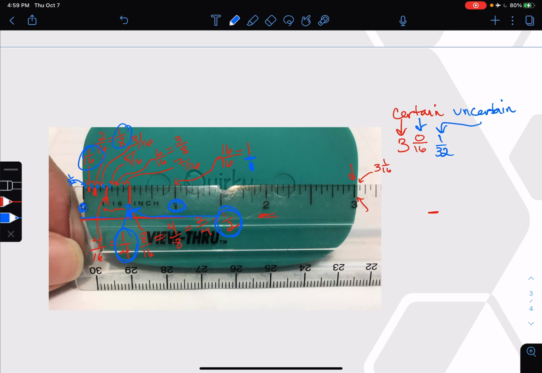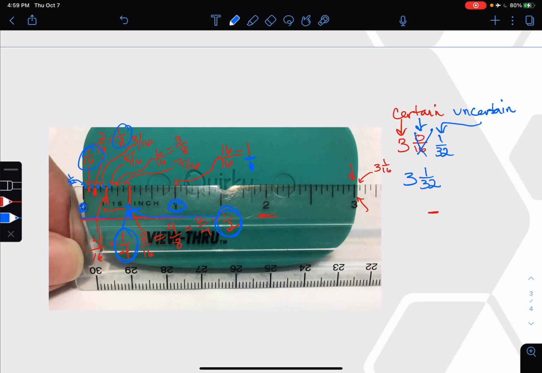Now, because we have 0/16, most of the time we're not going to see that. Nobody's going to write 0/16, because 0 divided by anything is 0. You have no 16ths, so why write it? So you would go ahead and write 3 1/32. So this teal object is measuring 3 1/32 of an inch.